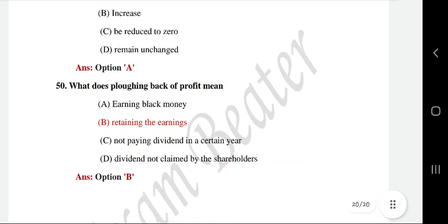The last question. What does ploughing back of profit mean? The answer is retaining the earnings. Ploughing back of profit means retaining the earnings. Okay.